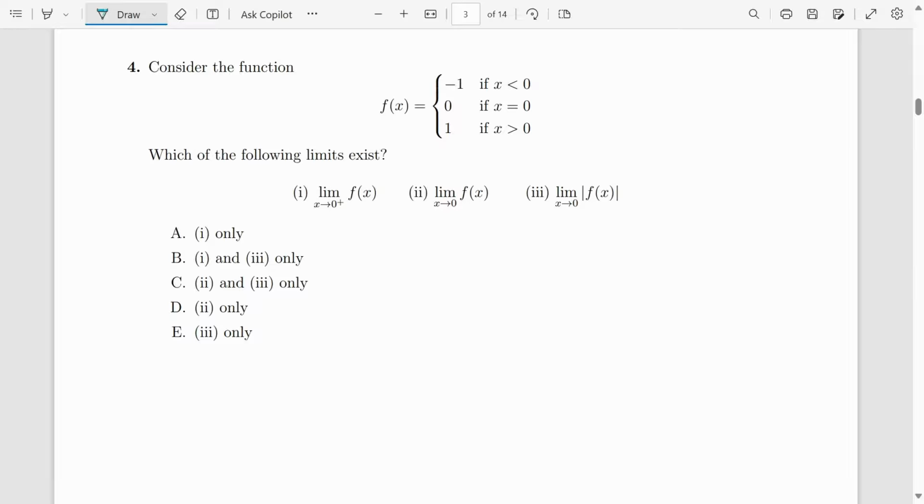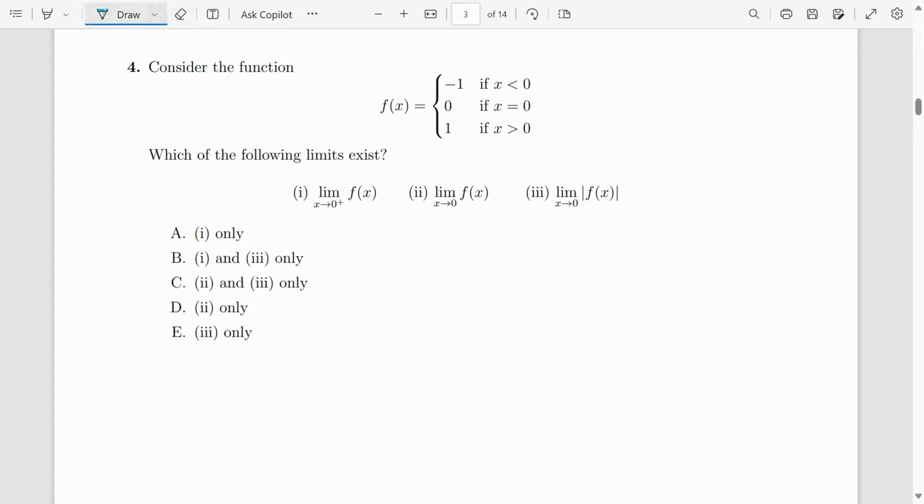Question 4. Consider this big piecewise function. Whenever x is less than 0, it equals -1. Whenever x is greater than 0, it equals +1. And when x equals 0, the function equals 0 as well. So that's that. Which of the following 3 limits exists?